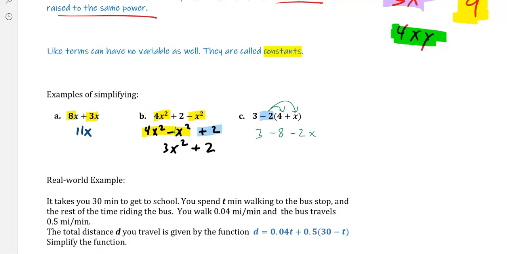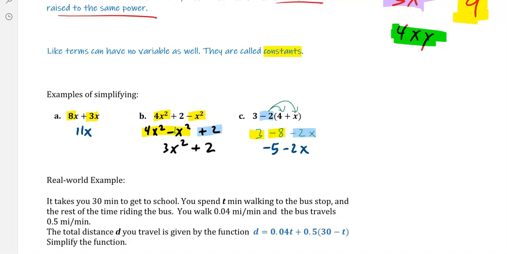Now we can combine our like terms. We have positive 3 and a negative 8, and then the negative 2x is all by itself there. So what is positive 3 combined with negative 8? That's negative 5. And then all we have left is just the negative 2x.